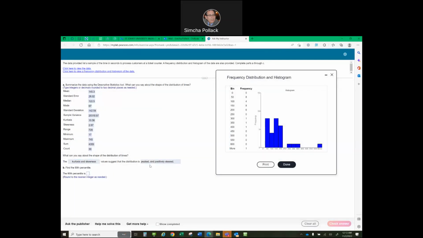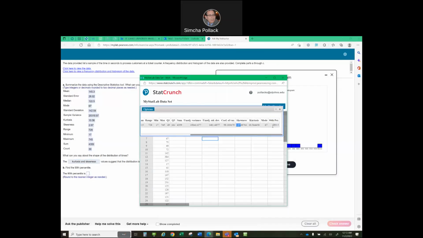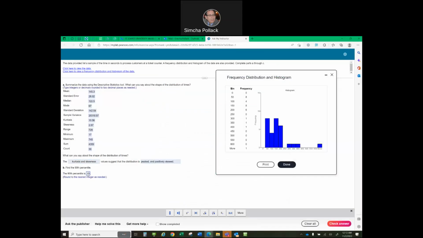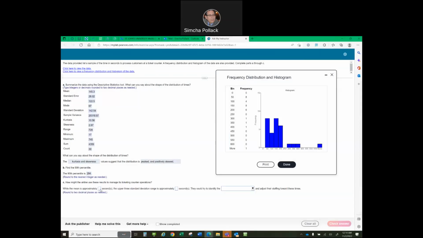That's the answer. And the 90th percentile, I thought we did that already. That means which point has 90% of the data below it, 293.5, except they wanted it to the nearest integer, so let's round it up. It's 0.5, go either way, but you have two choices, so it's okay. We got it right.